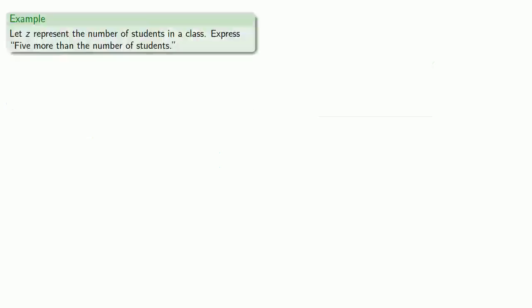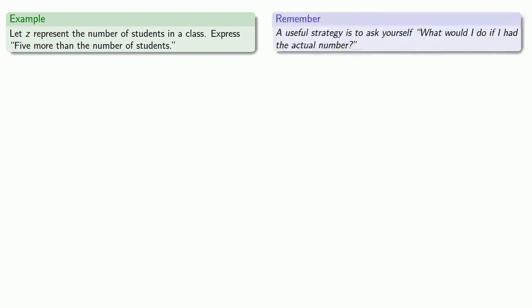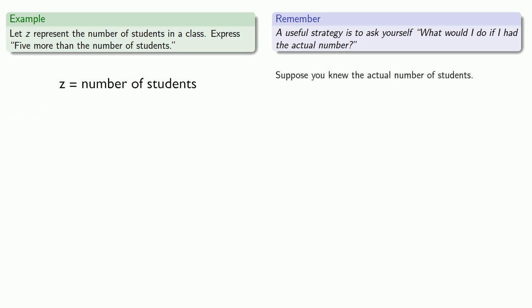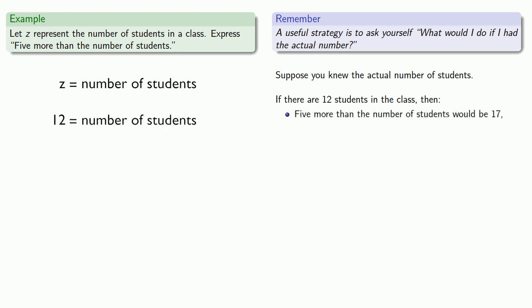For example, let Z represent the number of students in a class, express 5 more than the number of students. A useful strategy is to ask yourself, what would I do if I had the actual number? Remember, paper is cheap, so let's write stuff down. If Z represents the number of students in a class, then we can write down Z equals the number of students. So suppose you knew the actual number of students. If there are 12 students in the class, then 5 more than the number of students would be 17.